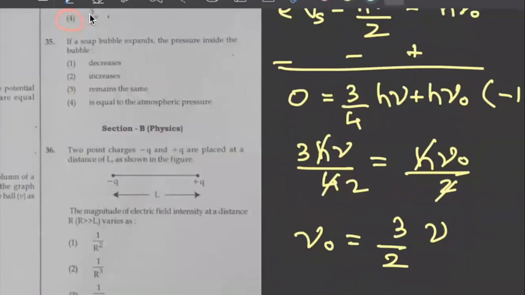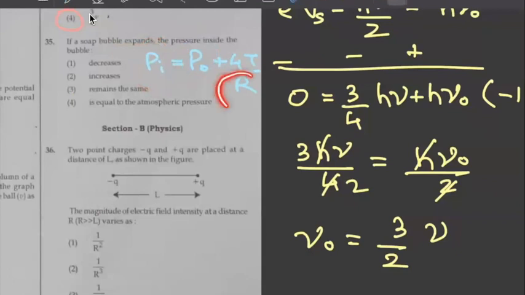Next one: if a soap bubble expands, what will happen to the pressure inside the bubble? Soap bubble expands, so Pi minus P0, let's take the minus P0 on the other side, it becomes plus P0. Since it is a soap bubble, we have to say 4T by R. Now what will happen to the pressure inside if the soap bubble expands? So the pressure outside is the same, air pressure.